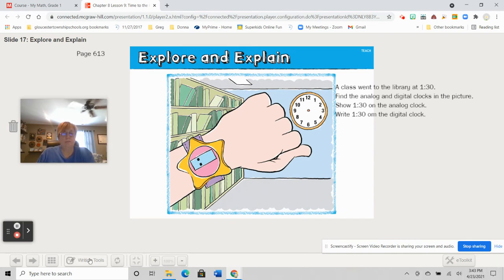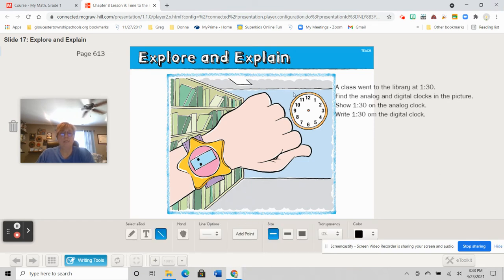Okay, so here's our analog clock. They would like us to show 1:30. Okay, so for 1:30, the hour hand is pointing towards the 1 or just slightly off the 1. So I like to start from here and go so I don't draw too fast and crazy or go past the number. And then to show 30, I go to the 6 and it touches the 6 and I go straight up to the middle.